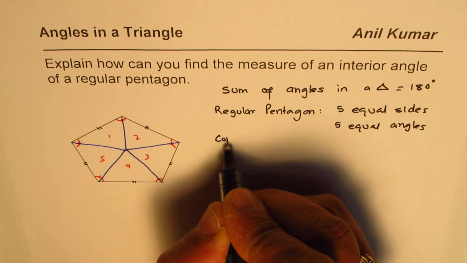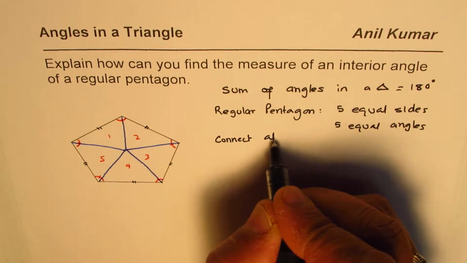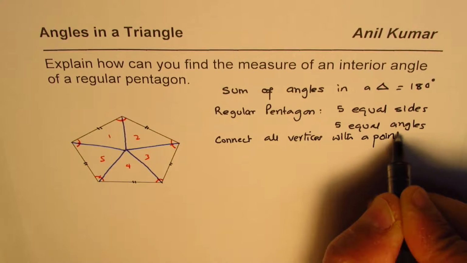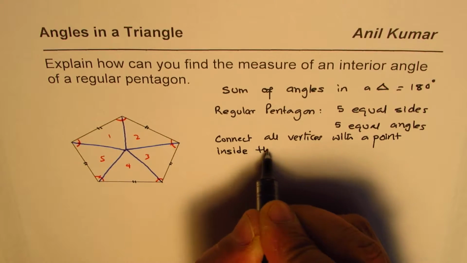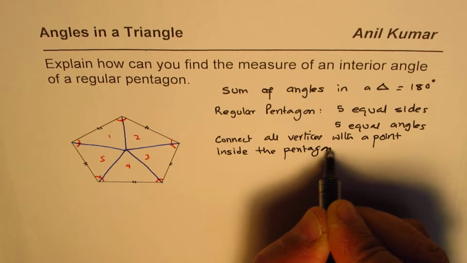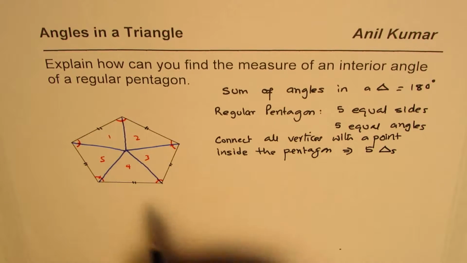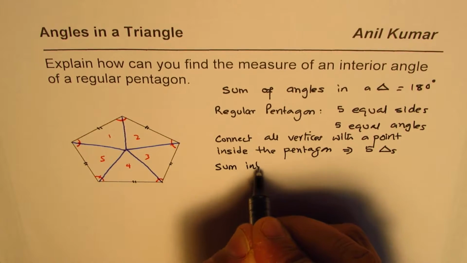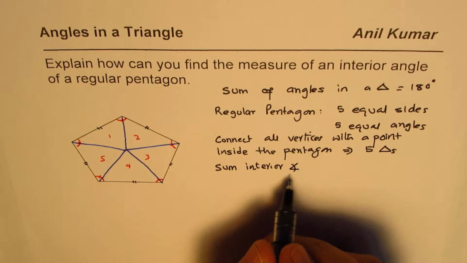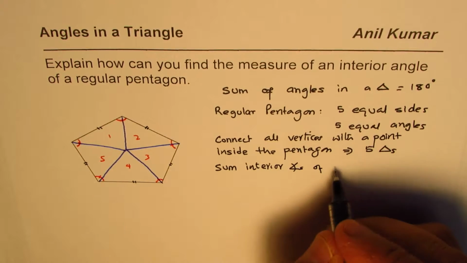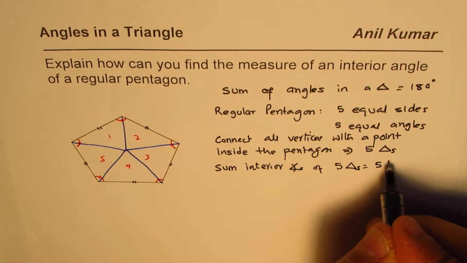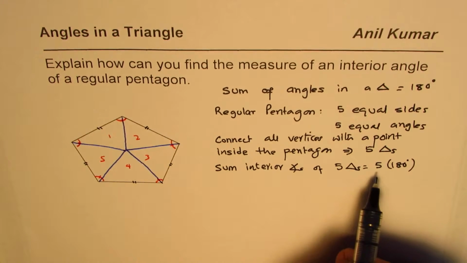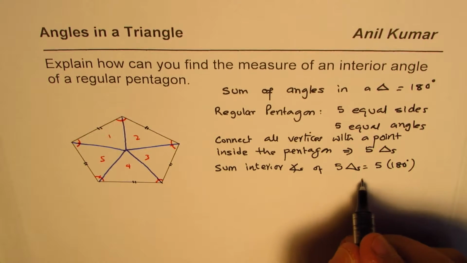So once you connect all vertices with a point inside the pentagon, what do you get? You get 5 triangles. Do you see? These are the 5 triangles. Now, if there are 5 triangles, what is the sum of interior angles? Sum of interior angles of 5 triangles should be 5 times 180 degrees, since we know that the sum of angles of one triangle is 180 degrees. So if we have 5 such triangles, then it should be 5 times 180 degrees, right?